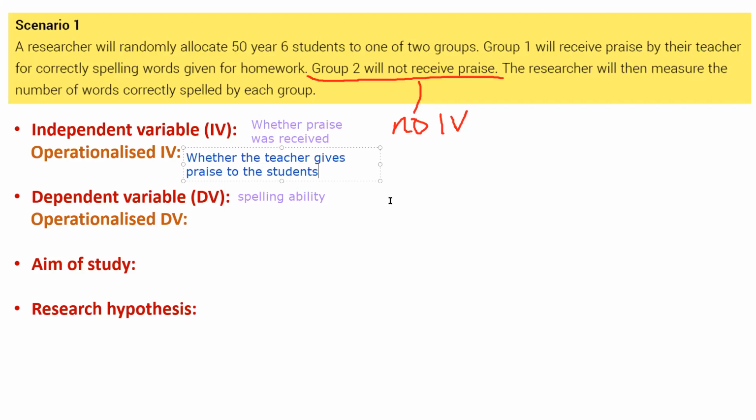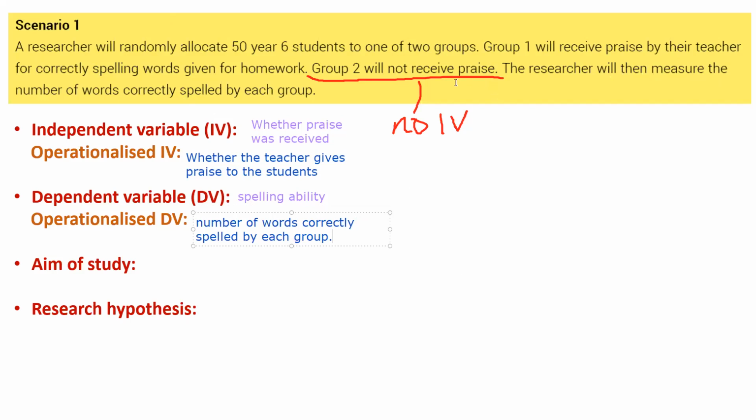That's about it. And then obviously with the operationalized DV, all we're going to write here is how spelling ability was seen. It specifically says the researcher will then measure the number of words correctly spelled by each group. So all we're going to write here is number of words correctly spelled by each group. That's it. Sometimes it's easy. Sometimes all we have to do is take the information directly from the scenario and just put it in. So far with the IV, DV, is there any confusion there?